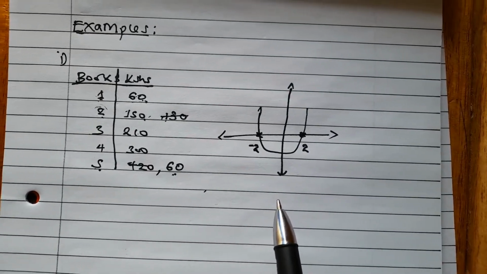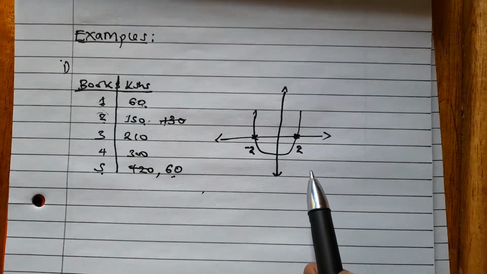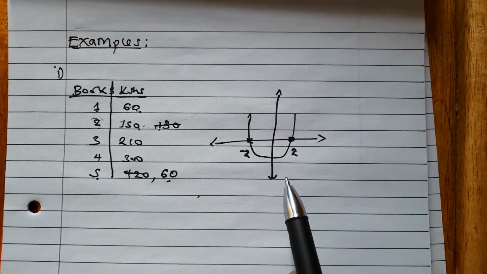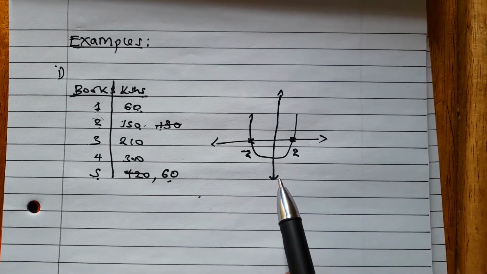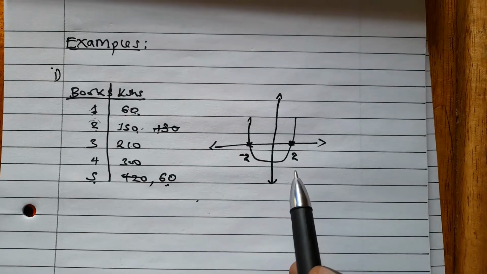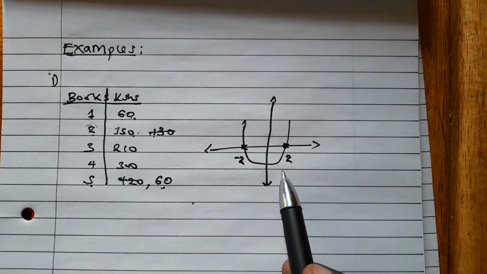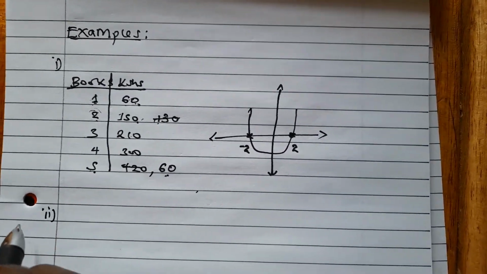What is important for it to qualify to be a function is that every input has only one output. It doesn't mean the outputs should be different, but if an input does have an output, then it must be only one. That is for the first case. We can have a second example.